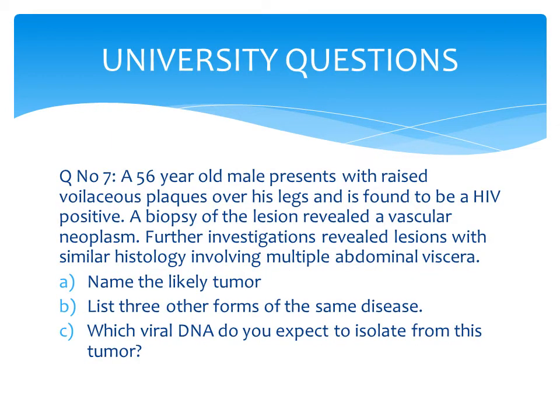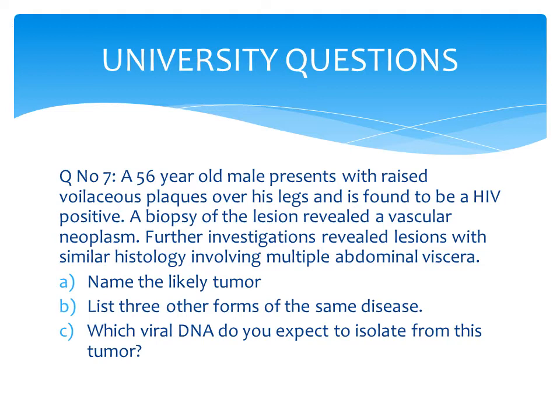Now coming to question number 7. A 56-year-old male presents with raised violaceous plaques over his legs and is found to be HIV positive. A biopsy of the lesion revealed a vascular neoplasm. Further investigations revealed lesions with similar histology involving multiple abdominal viscera. So name the likely tumor.